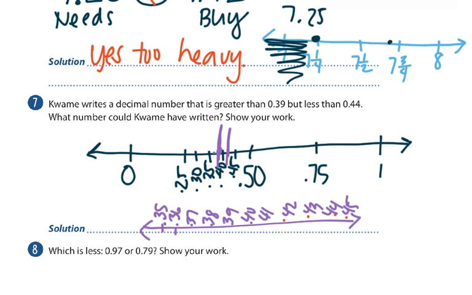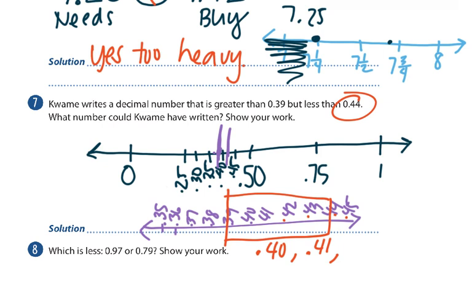Okay, so it has to be between 0.39, so right here, and 0.44. So it could be any of those numbers. What number did you pick, Chance? I picked 42. Okay. So what number could they have written? Write a decimal number that is greater than 0.39. So we could put 0.40, 0.41. What did you say you picked, Chance? 0.42. 0.42, 0.43. But less than 0.44. So it could be any of those numbers.